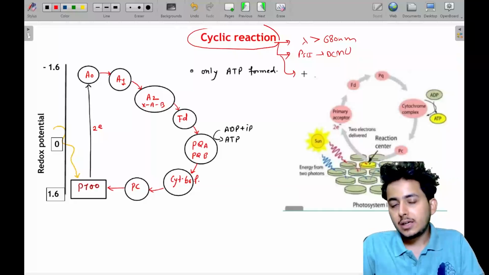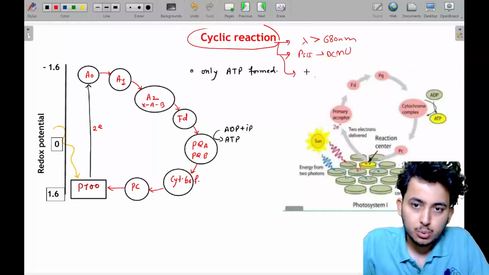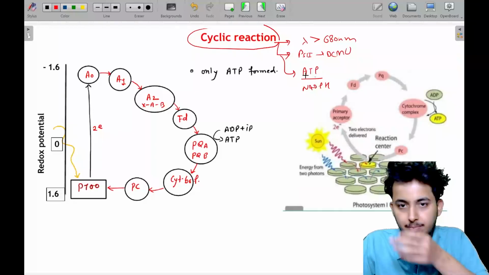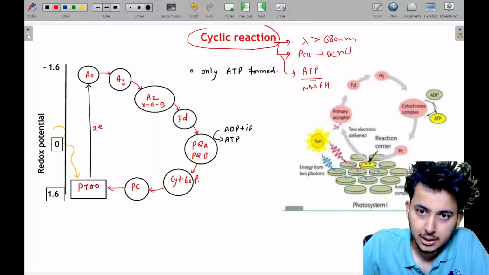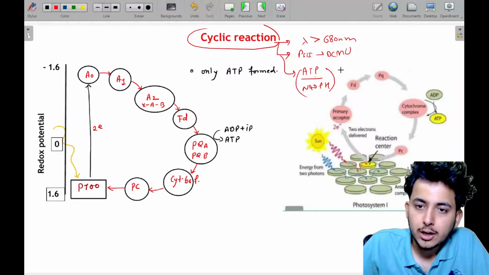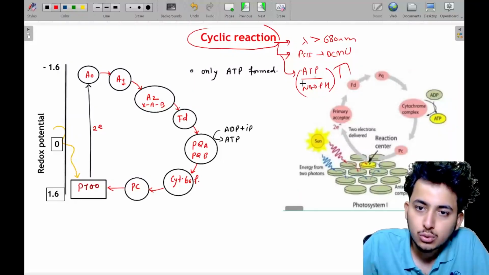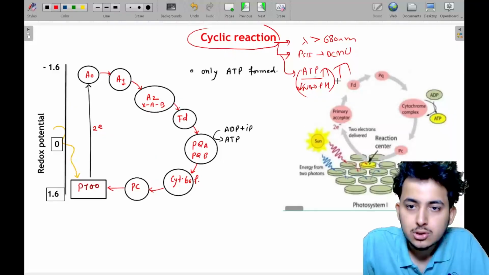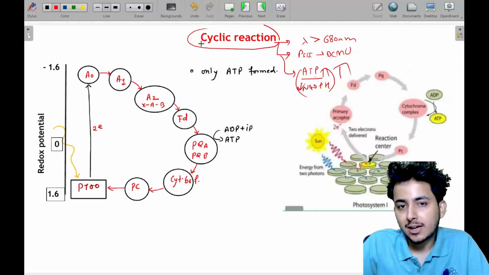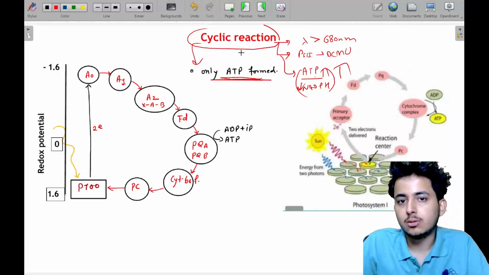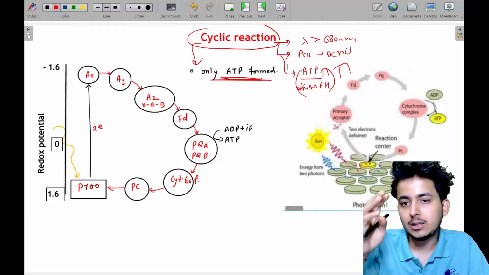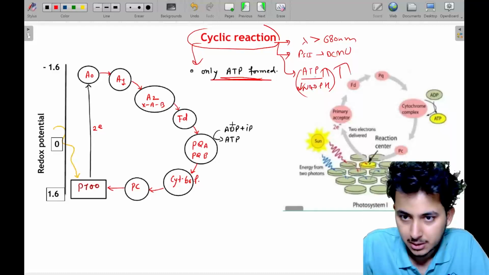To maintain the ATP to NADPH pool, like if you want to increase the ATP to NADPH ratio in the thylakoid basically. So what you will be required to do is to increase the ratio, you want to decrease NADPH and increase ATP production. Since in the cyclic reaction only ATP is formed, that is why the cyclic reaction happens, okay, to maintain this ratio. Okay, that is the primary reason.